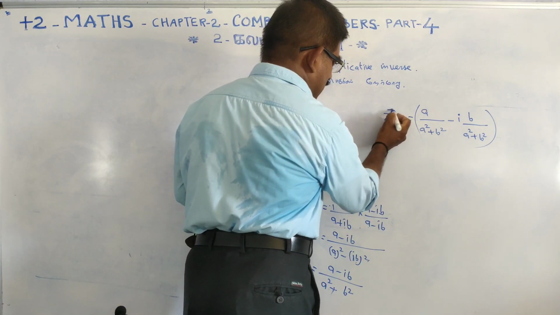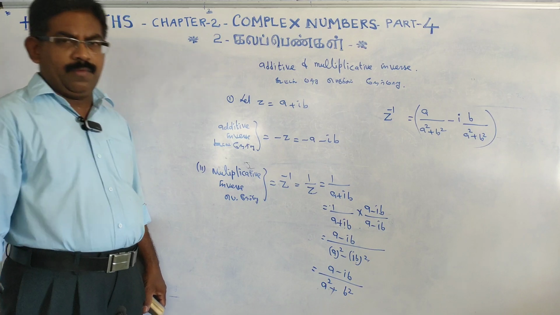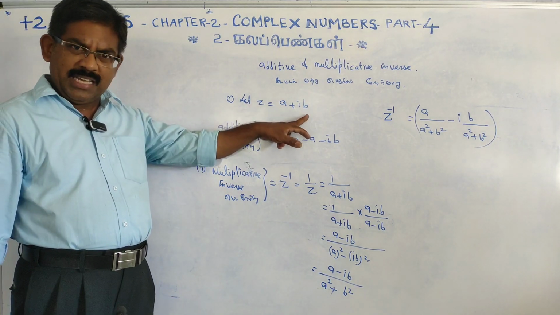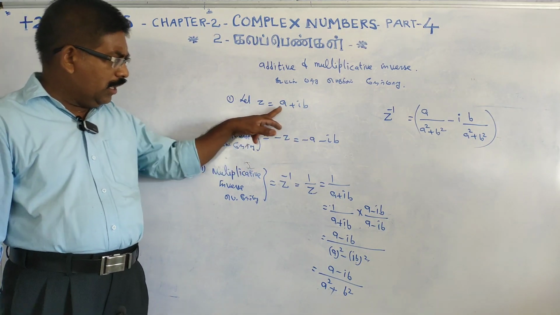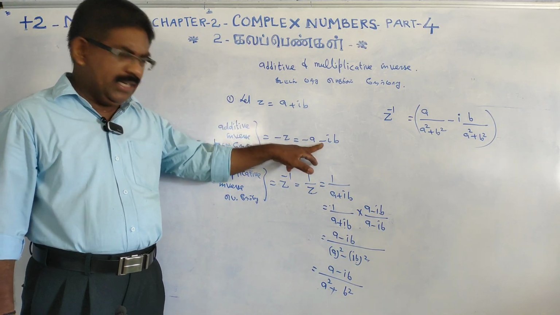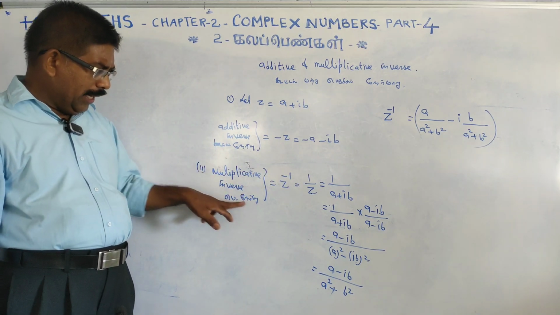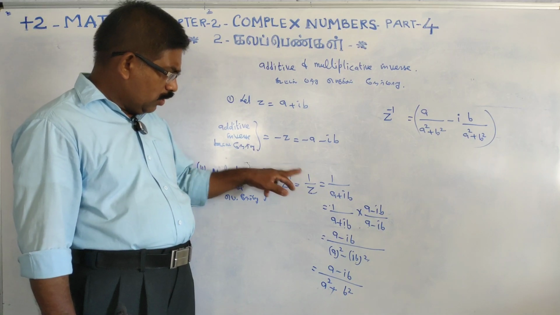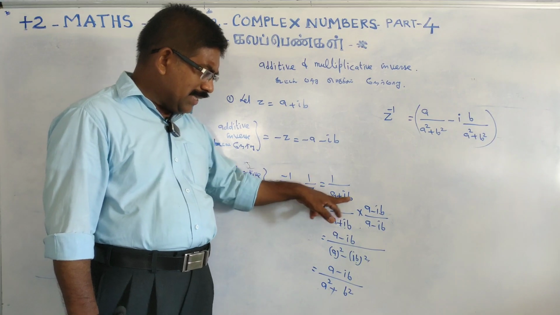This is z inverse, multiplicative inverse, பெருக்கல் நேர்மாறு. How did they find it? z equal to a plus ib. For additive inverse, கூட்டல் நேர்மாறு, we multiply the real part by minus and the imaginary part by minus. Multiplicative inverse means z power minus 1 equal to z inverse, we can write 1 by z, 1 by z equal to 1 by a plus ib.